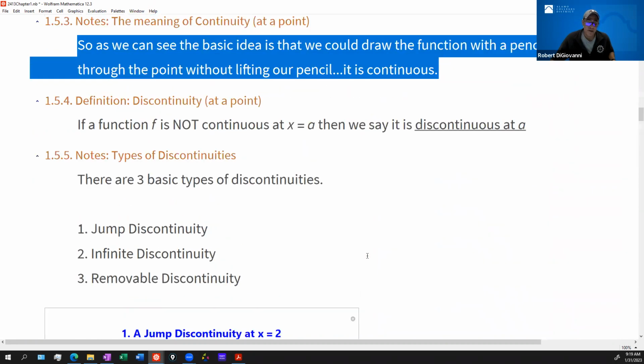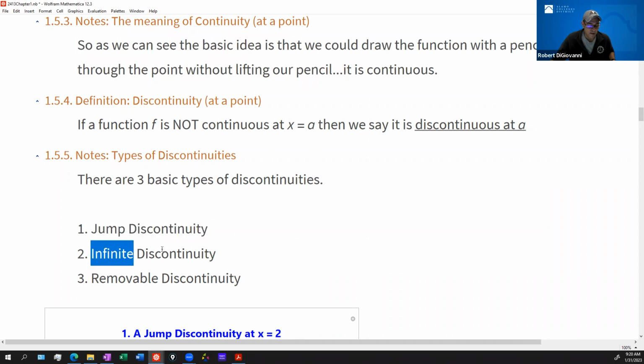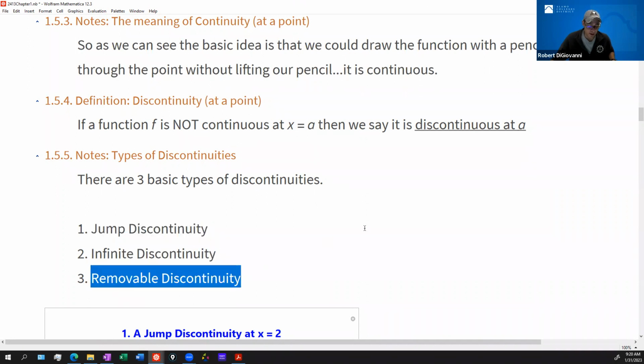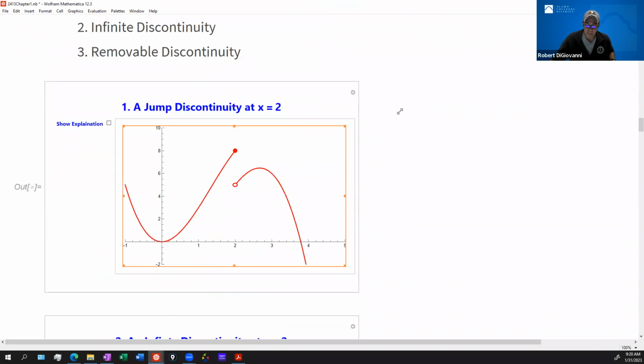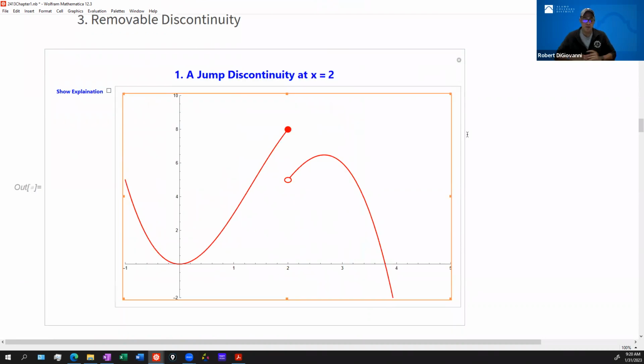Okay, when it comes to discontinuities, there are 3 types you need to be aware of: a jump discontinuity, an infinite discontinuity, and what we call a removable discontinuity. I'm going to show you an example of each one. The first type is a jump discontinuity. Imagine you're drawing with your pencil, and at some place your graph jumps, either up or down. There's a break in the graph. We call that a jump discontinuity.